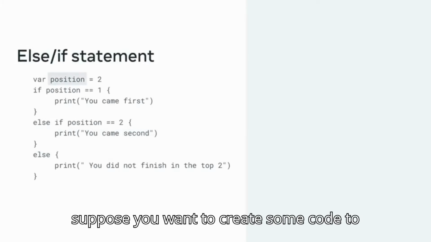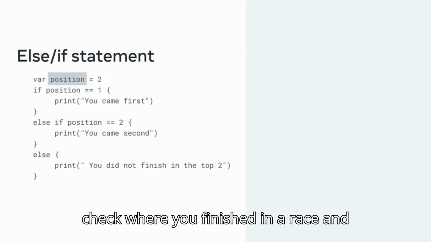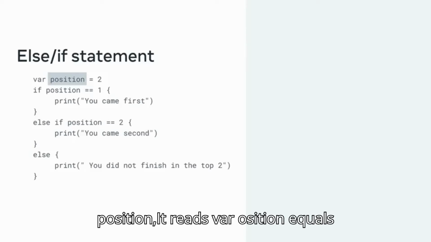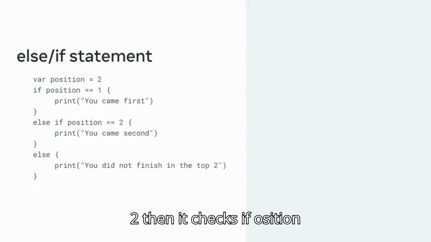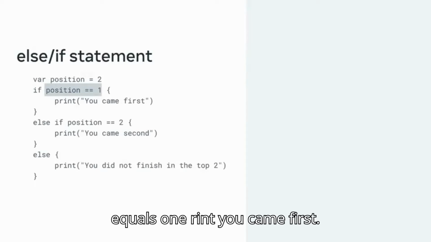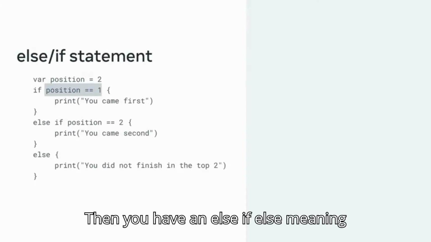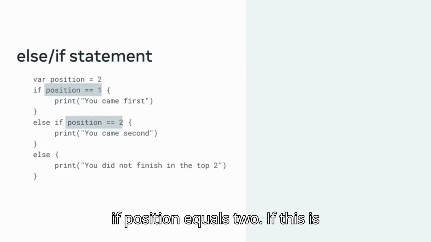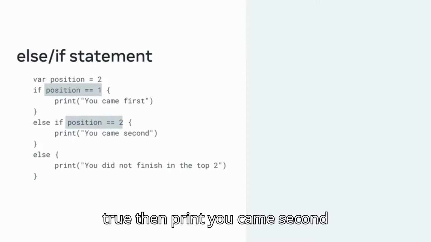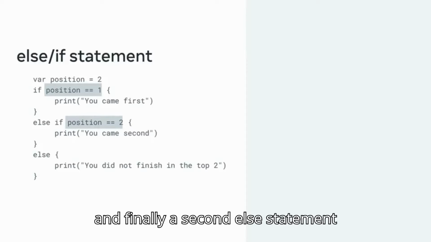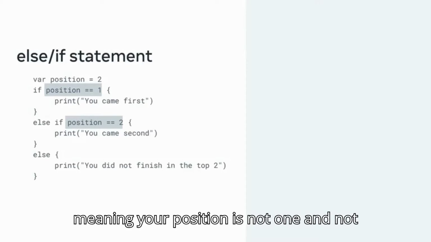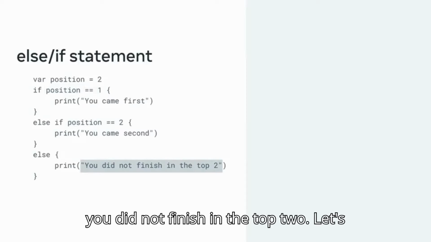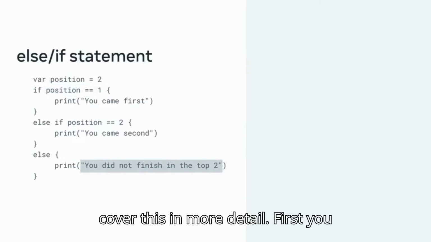For example, suppose you want to create some code to check where you finished in a race and print the result. The code checks against a value stored in a variable named position. It reads var position equals 2. Then it checks: if position equals 1, print "You came first." Then you have an else if, else meaning your position is not 1, and if to check if position equals 2. If this is true, then print "You came second." And finally, a second else statement meaning your position is not 1 and not 2. If you did not finish in the top 2, you just receive a message saying you did not finish in the top 2. Let's cover this in more detail.